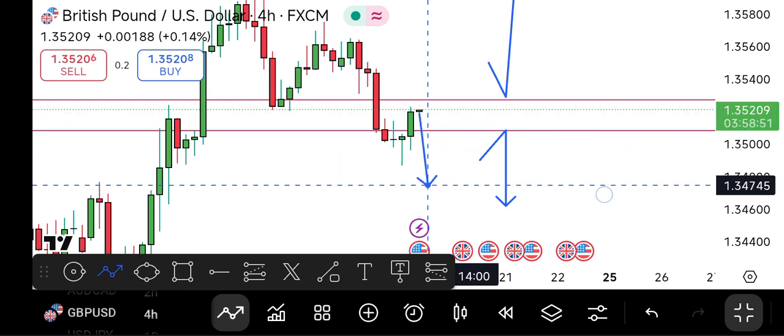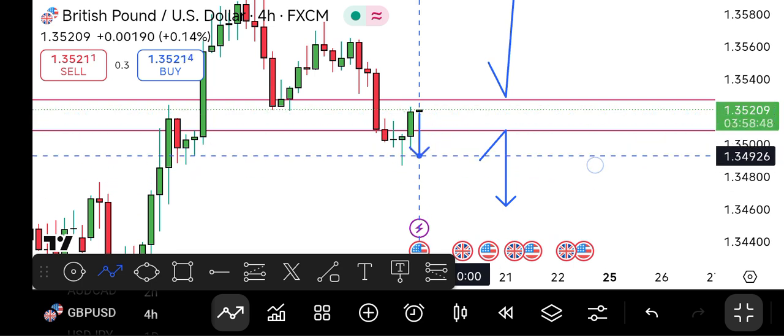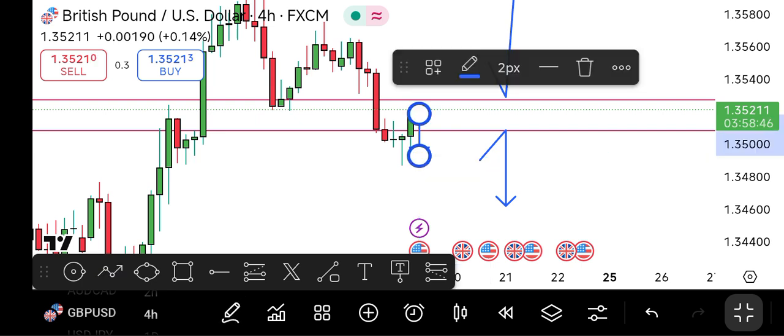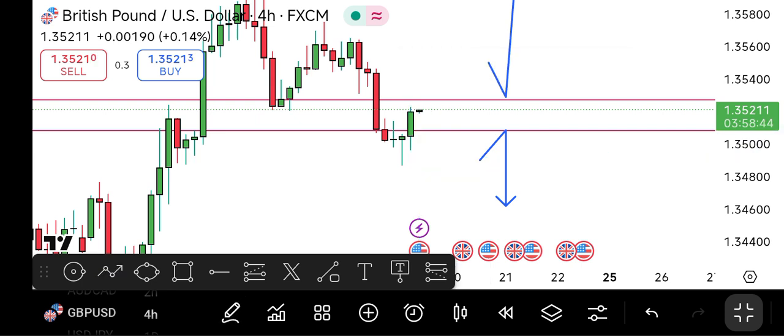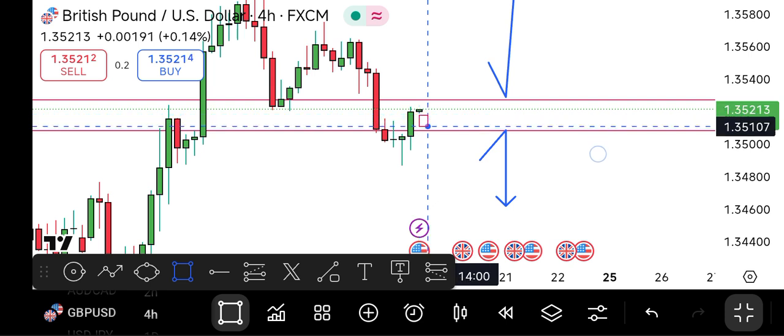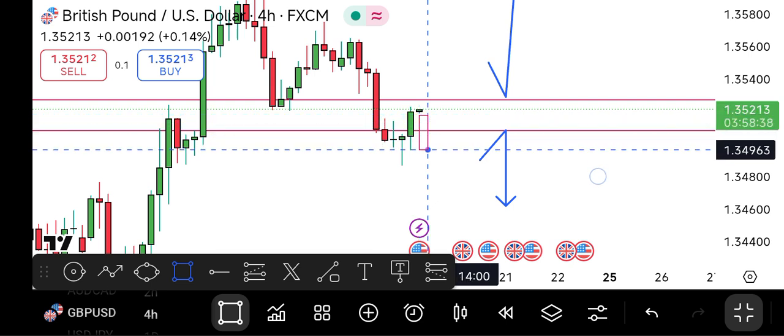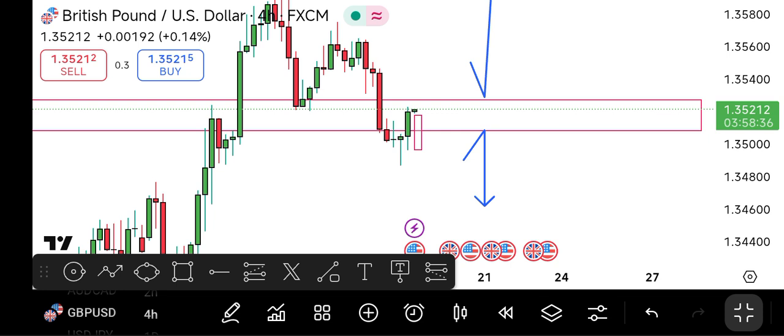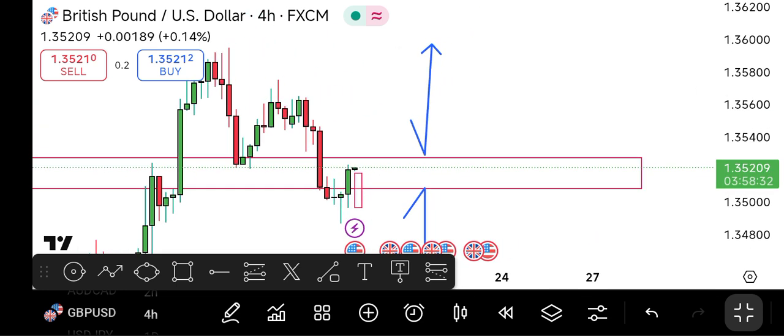Then we are looking for a bearish engulfing candlestick, a full body bearish engulfing candlestick, for us to sell. I mean something like this. I'm looking for something like this, a bearish engulfing candlestick. Then I'm going to enter a sell. But either way, the market just continues.